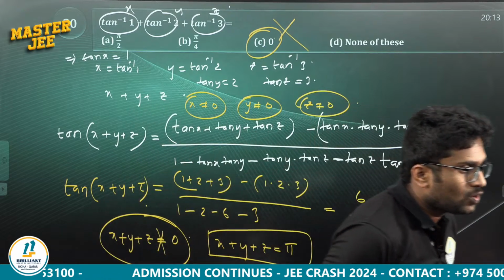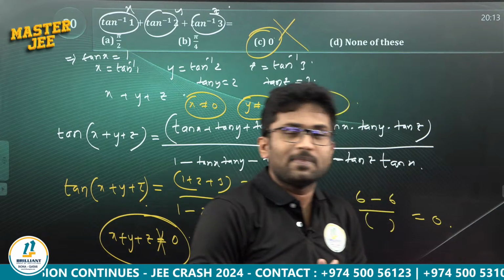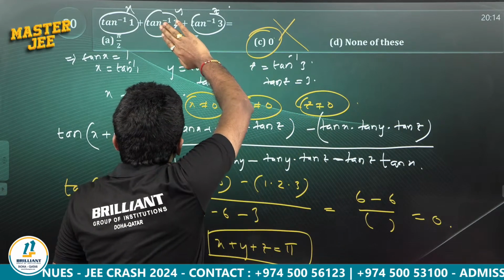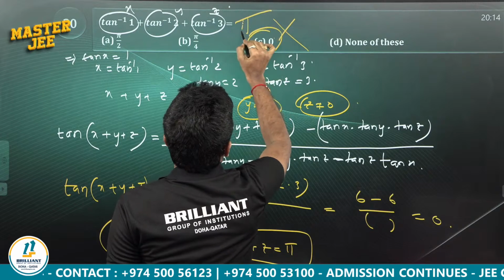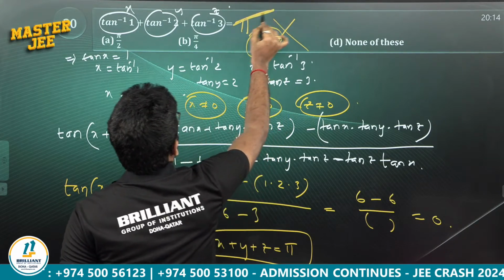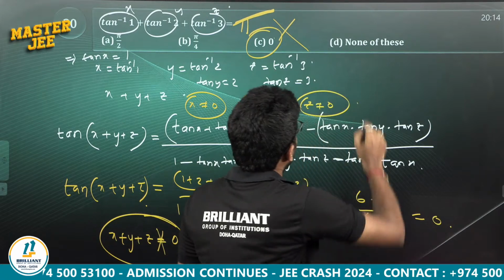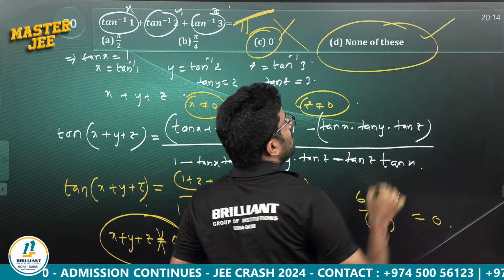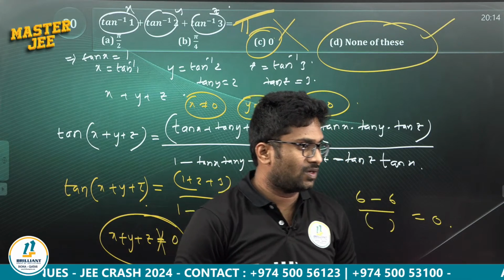So hence, tan inverse 1 plus tan inverse 2 plus tan inverse 3 is equal to pi. The answer is pi, guys. Pi. Option D, yes, option D, it is none of these. If pi could have been given in the options, pi could have been our answer.